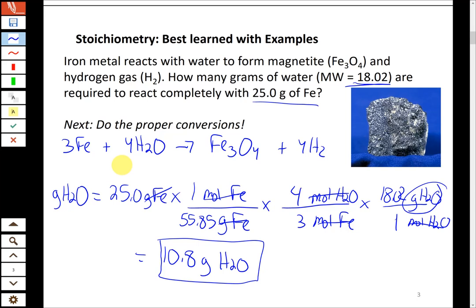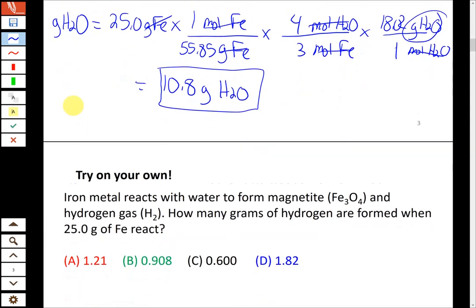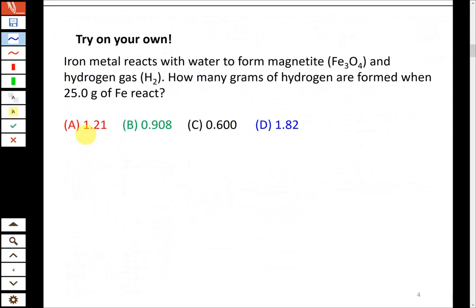It's a typical mass-to-mass stoichiometry. Remember, we can use this same approach to do any relationship between any reactant and any product. So here, we're giving you an amount of one reactant, asking you to find the amount of the other reactant that reacts with it. But in the next example here, which I will leave for you to try on your own, as it actually says here, this time I'll stick to my word, we're given the same equation, but this time when we react the 25 grams of iron, we want to know how many grams of hydrogen, H2, are formed.